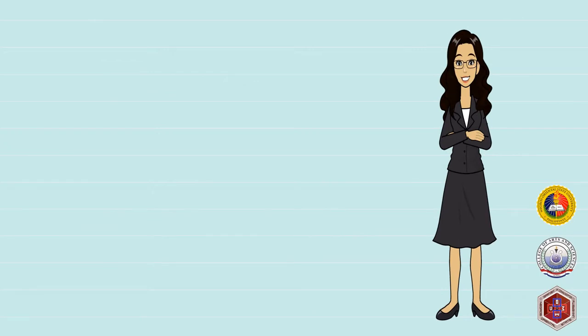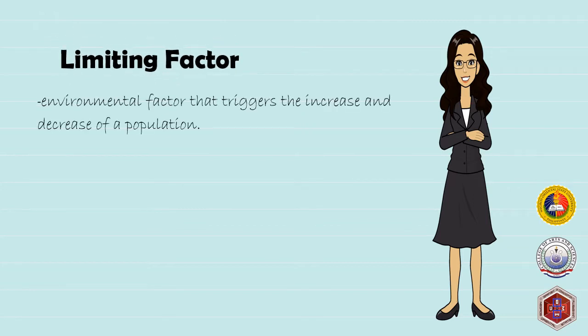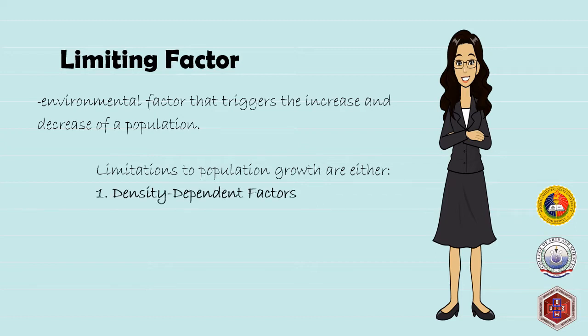But first, let us discuss what a limiting factor is. A limiting factor is an environmental factor that triggers the increase and decrease of a population. There are several types of limiting factors, which include density-dependent and density-independent factors. These factors control the growth of a population based on the environment's carrying capacity.